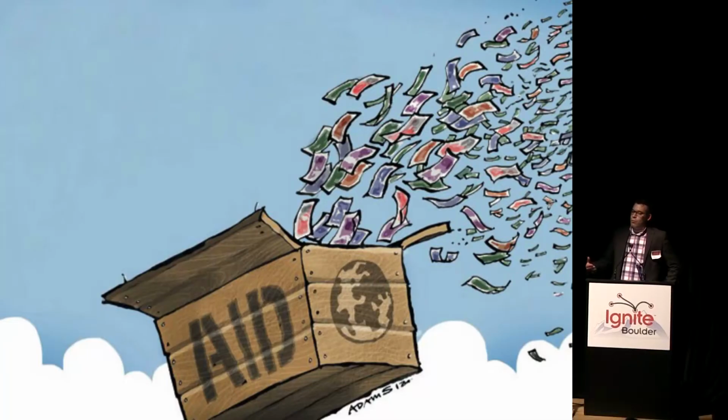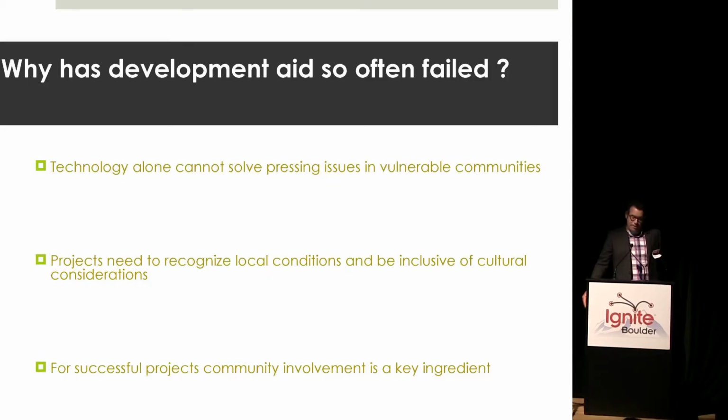So when I talk about humanitarian technology, there have been well-meaning interventions to help people around the planet that have failed. 60% of water projects in Africa fail within 2 years. Why is that? Because technology alone cannot solve these problems. We have to take culture into account. We have to have community involvement in projects. These are the keys to successful projects that help people.